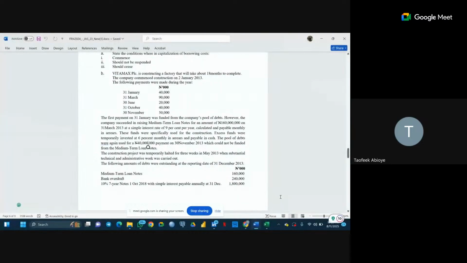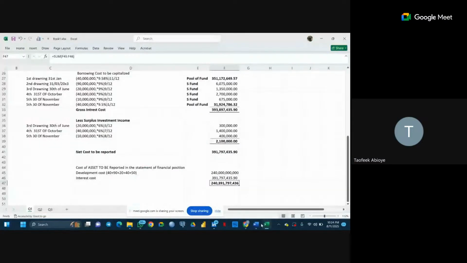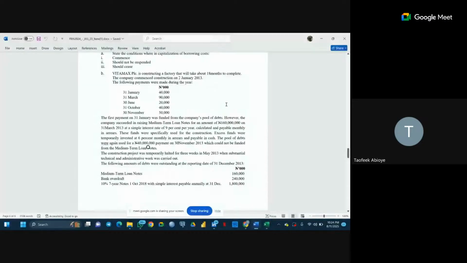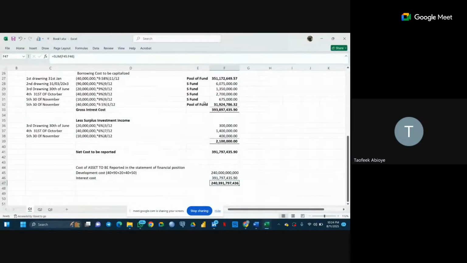So we are told that the first payment on 31st January was funded from the company pool of fund. And we are also told that after that, the company succeeded in raising a medium-term loan note for an amount of 160 million at 9% simple interest rate. Also, they told us that the pool of debt was again used for 40 million payments on 30 November 2013. So that is how we know that, out of all these drawings that the company did during the year, 40, 90, 20, 40, 50, there were actually two sources of them that were from pool of funds, which is this one and this first one.